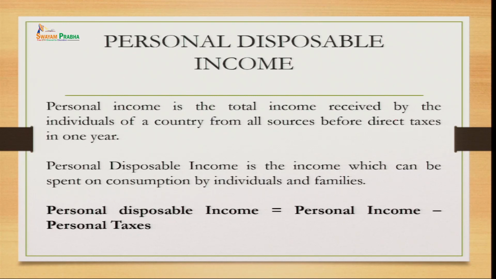So, personal income is the total income received by the individuals of the country from all sources, which is before tax, whereas personal disposable income is the income which can be spent on consumption by individuals and families, because here you have fulfilled your payment of tax liability. Now, as we have understood the concept of national income, and we have also talked about its measures GDP, GNP, NDP and NNP, and we have also talked about per capita income and personal disposable income.